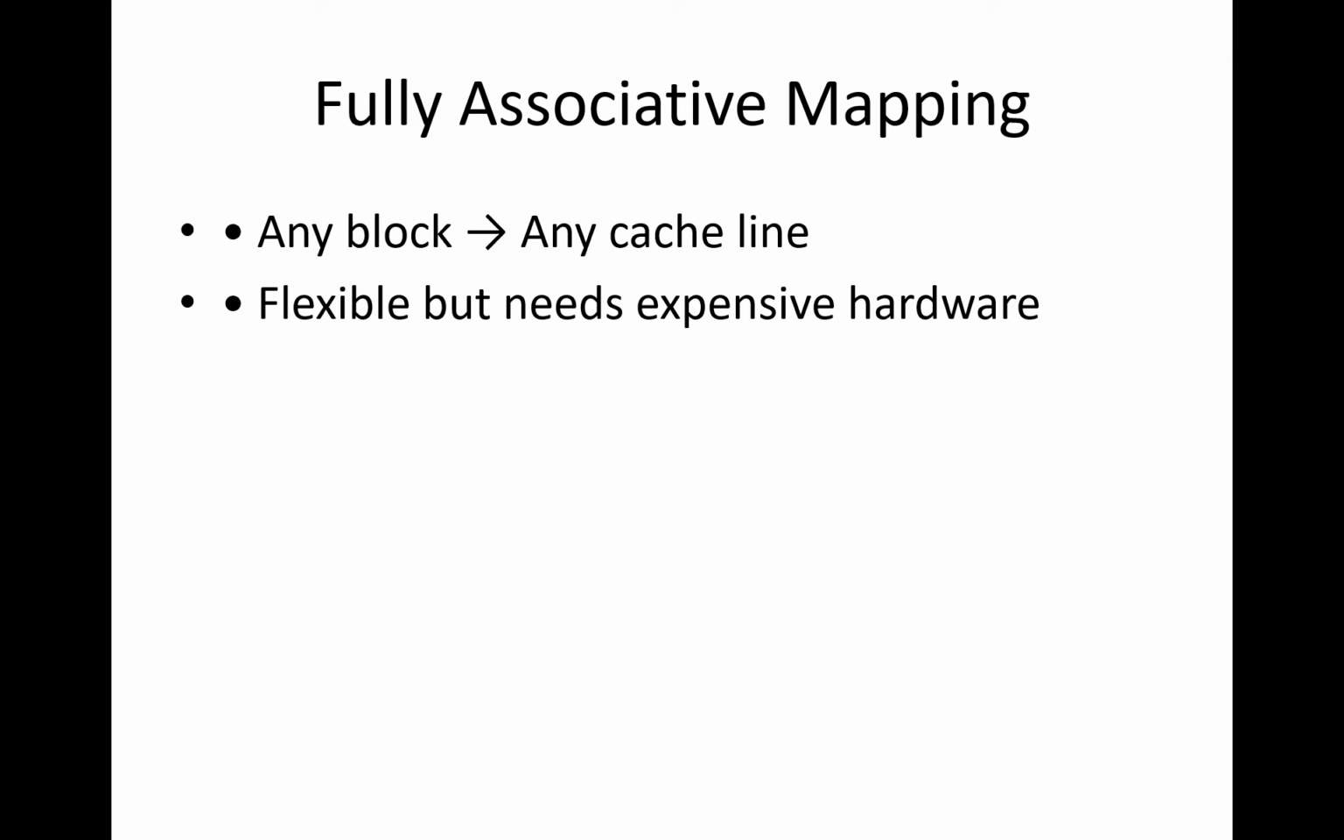Okay, and we have the fully associative mapping. Here, any memory block can go into any cache line. Remember, direct mapping can only map to exactly one cache line, but for fully associative, any memory block can go into any cache line. So this avoids conflict completely, but it is costly. The hardware needs to check all lines to find a match, which can slow things down, and it's quite expensive.